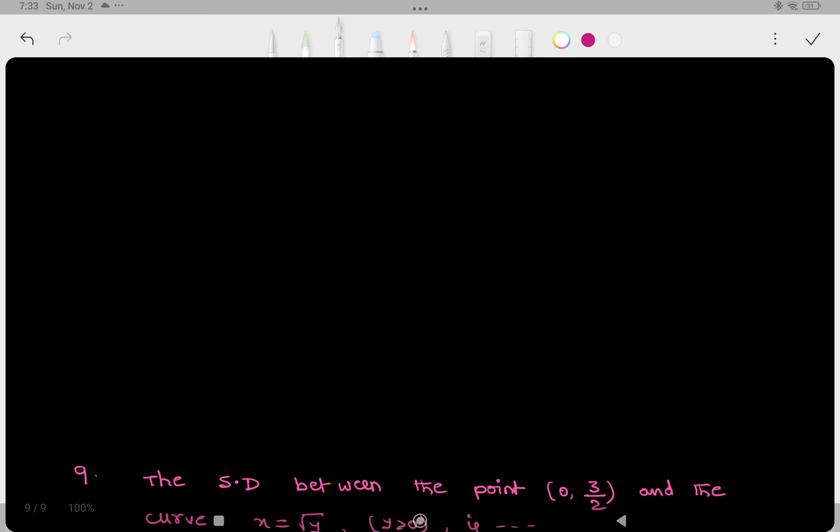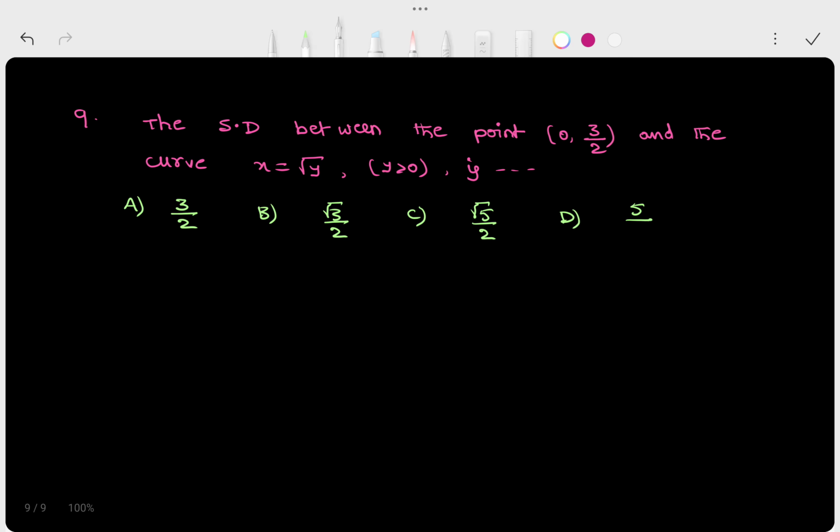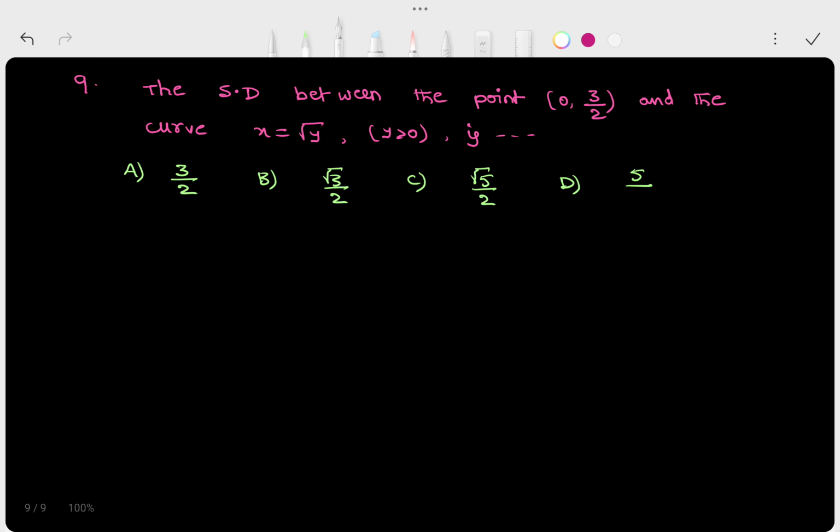And one more question in this one: the shortest distance between the point 0 comma 3 by 2 and the curve x equals root y, where y is greater than 0. This is also a homework problem. Okay, right? So we will see in the next video with different models.